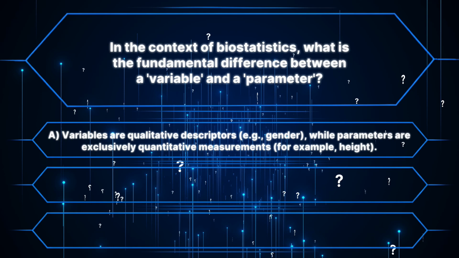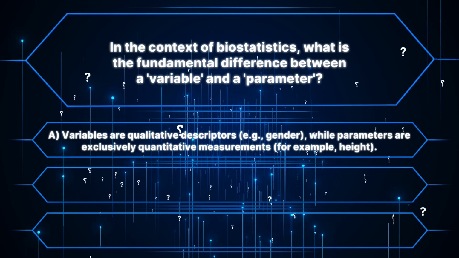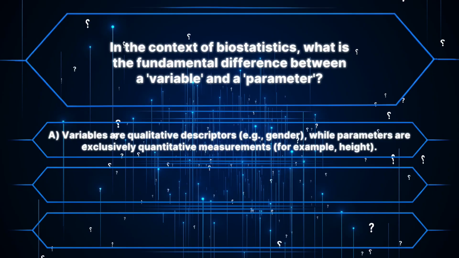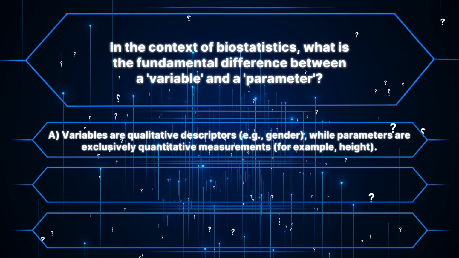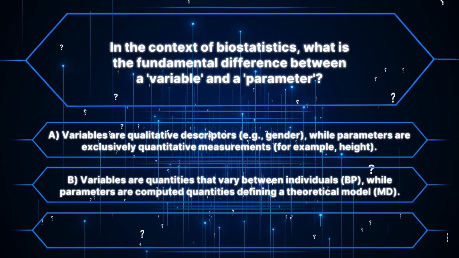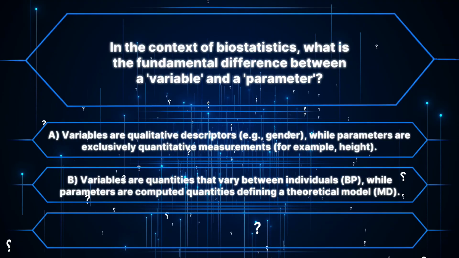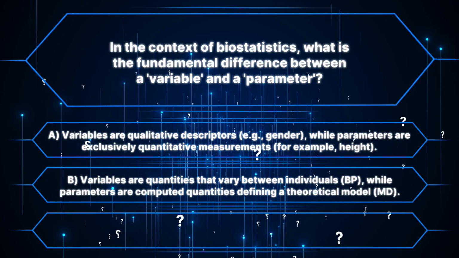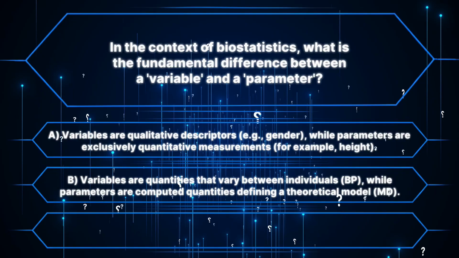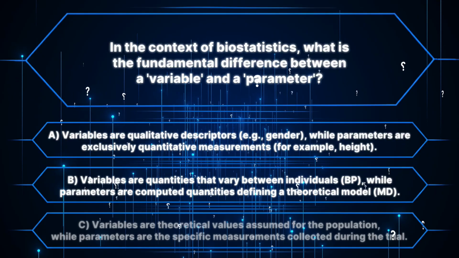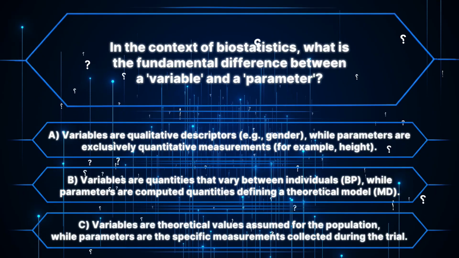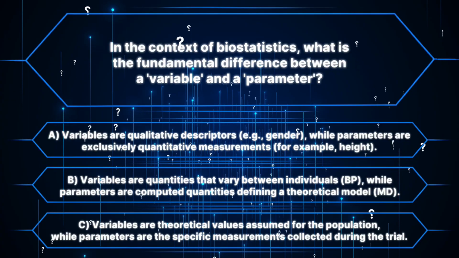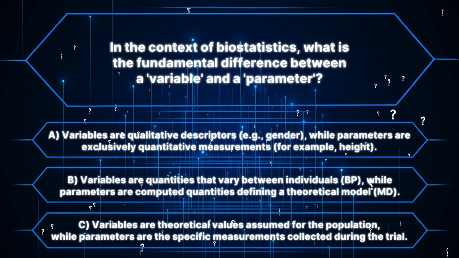A. Variables are qualitative descriptors, for example, gender, while parameters are exclusively quantitative measurements, for example, height. B. Variables are quantities that vary between individuals, for example, blood pressure, while parameters are computed quantities defining a theoretical model, for example, mean difference. C. Variables are theoretical values assumed for the population, while parameters are the specific measurements collected during the trial.